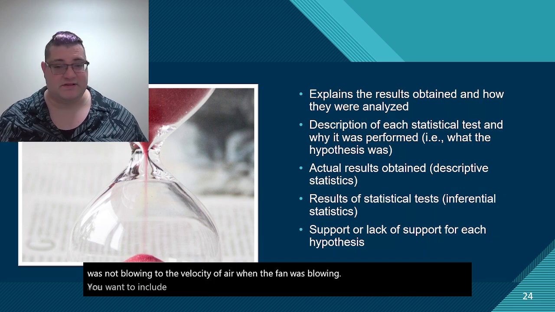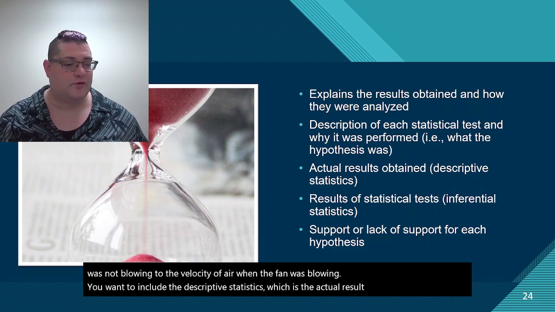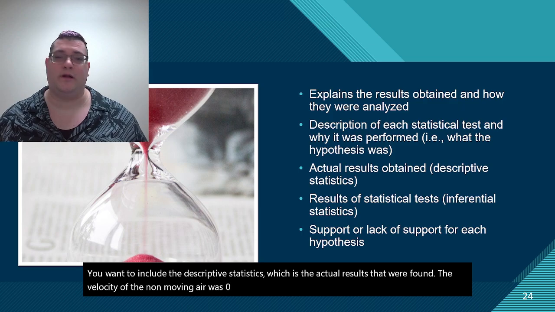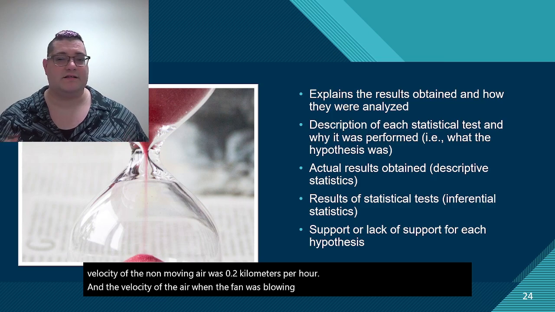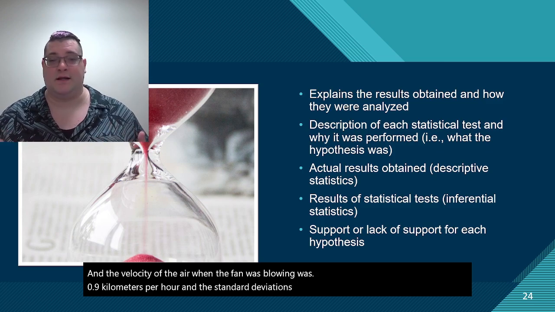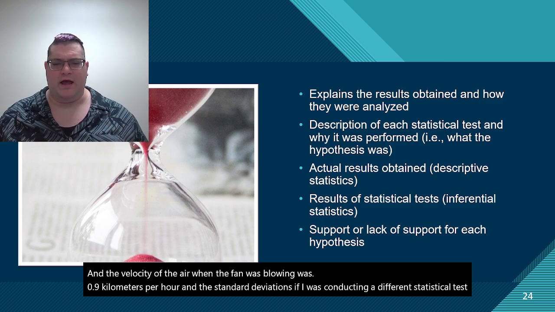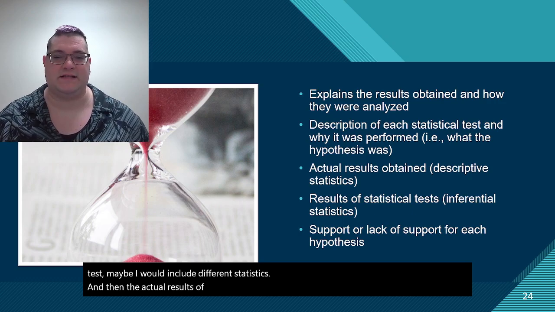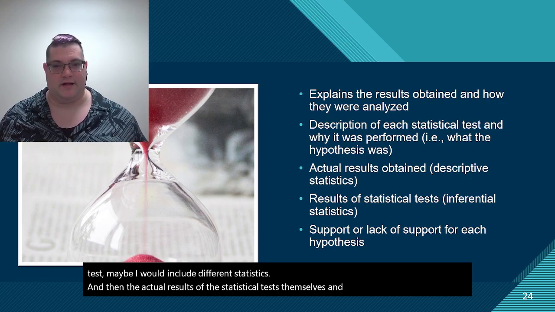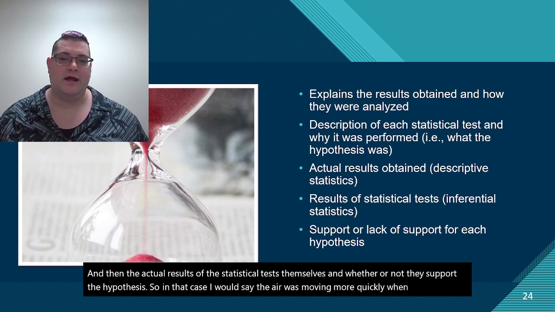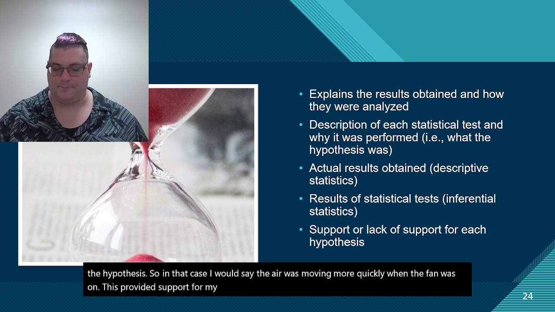You'd want to include the descriptive statistics, which is the actual results that were found. The velocity of the non-moving air was 0.2 kilometers per hour, and the velocity of the air when the fan was blowing was 0.9 kilometers per hour, and the standard deviations. If I was conducting a different statistical test, I would include different statistics. And then the actual results of the statistical tests themselves and whether or not they support the hypothesis. So in that case, I would say the air was moving more quickly when the fan was on. This provided support for my hypothesis.